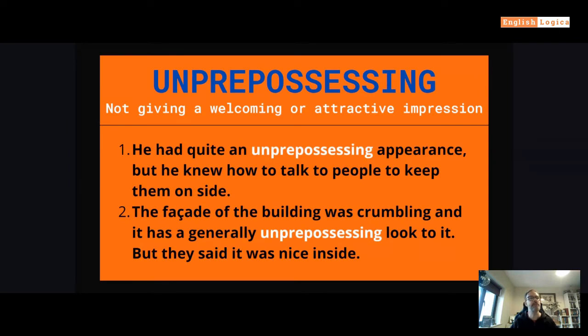So our examples then. He had quite an unprepossessing appearance, but he knew how to talk to people to keep them on side. Example 2. The facade of the building was crumbling and it had a generally unprepossessing look to it, but they said it was nice inside. Okay, so you can see that unprepossessing may be a swift judgment, but there could be another side to the person or the thing.